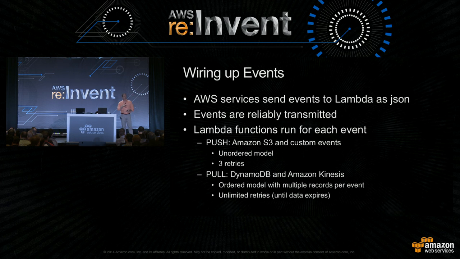These events, these JSON payloads, get reliably transmitted between other AWS services and Lambda so that we can provide what we call at least once execution attempts on your code. And you can guarantee, for example, that if you've put an object into S3, we will in fact go and attempt the execution of your Lambda function.